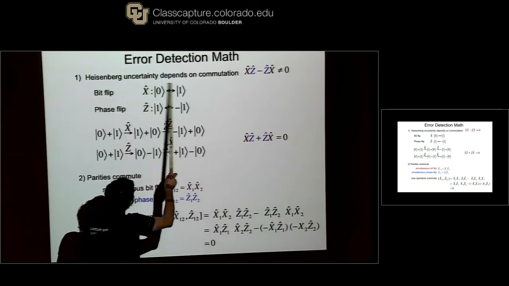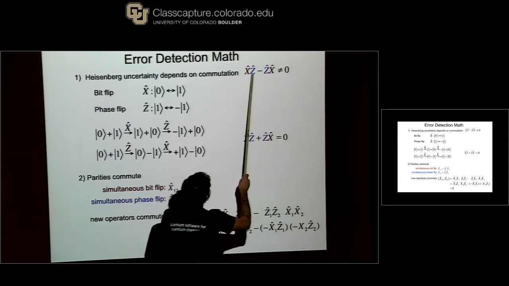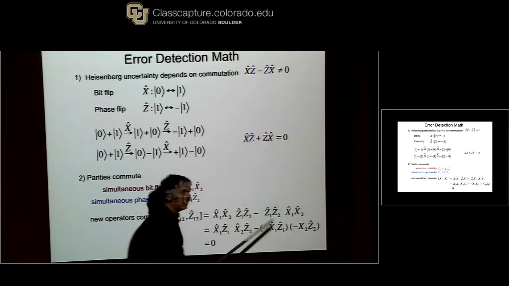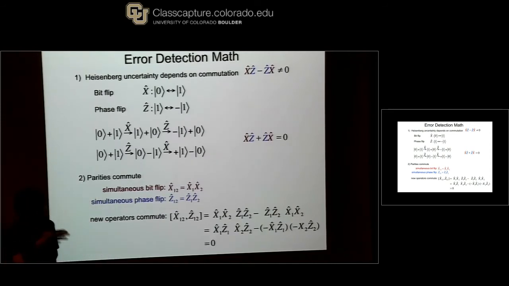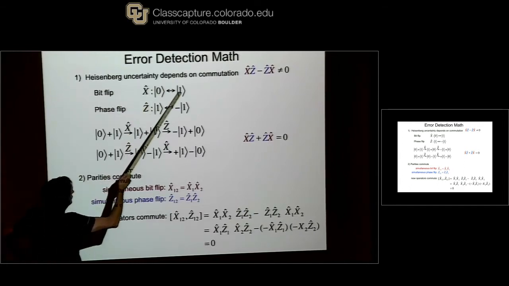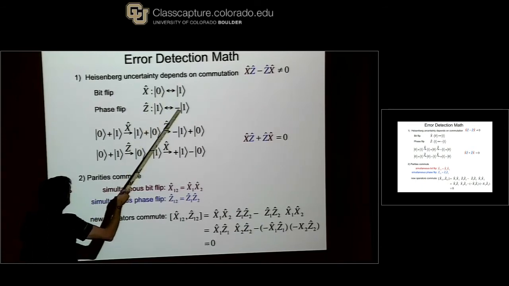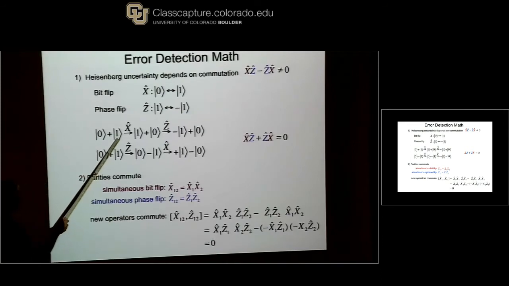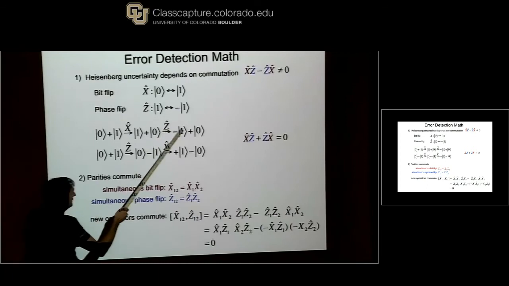This Heisenberg uncertainty, where amplitude measurement screws up the phase, is due to the fact that X and Z don't commute. I flip the amplitude, and then I flip the phase. That's different than flipping the phase and then the amplitude. So let's go through the math there. Flip the amplitude: 0 goes to 1 and vice versa. Flip the phase: you put a minus sign. Let's take the |0⟩ + |1⟩ state, you do an X: |1⟩ + |0⟩. You do a Z: −|1⟩ + |0⟩.